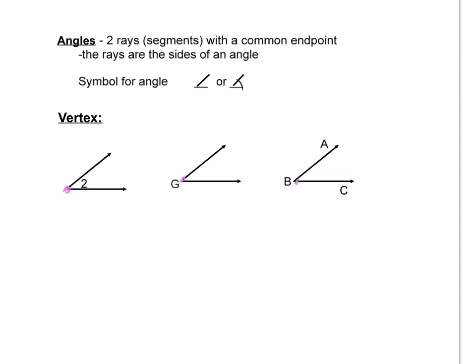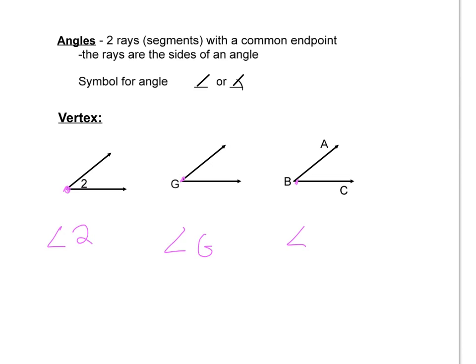When I name rays or angles, I can name them a number of different things. This we're going to call angle 2. Okay, I can name it with a number. I can name this angle angle G with its vertex. Or most often, I'm going to name an angle with 3 points, the middle point being the vertex.